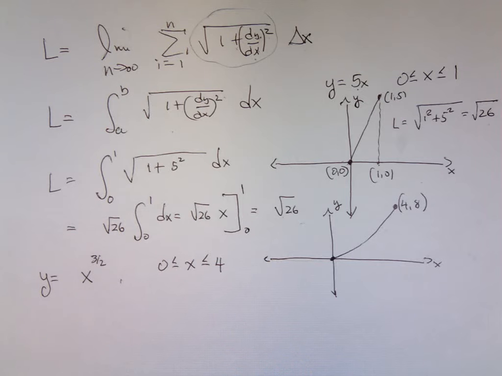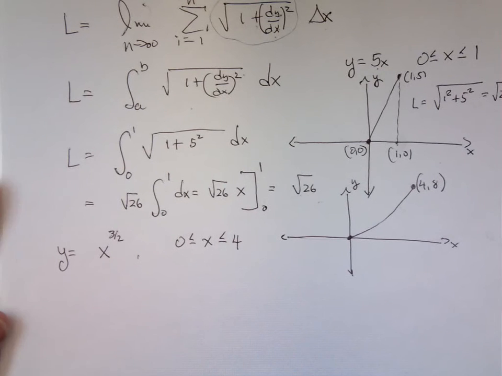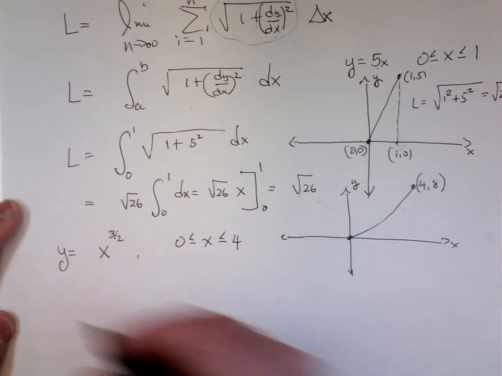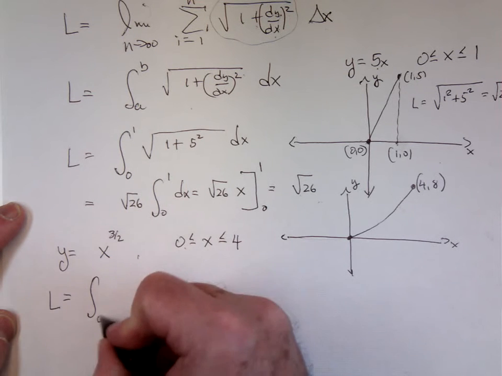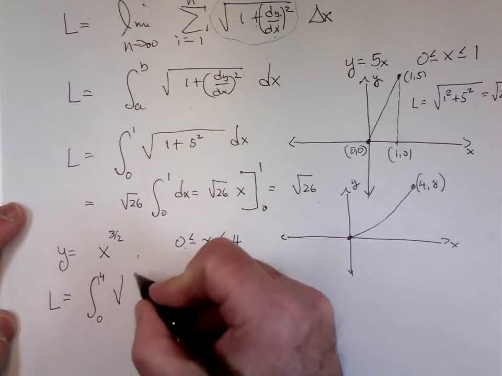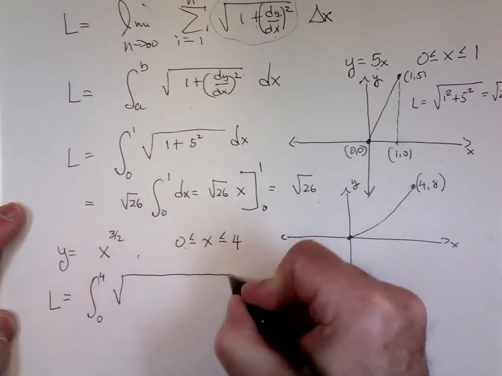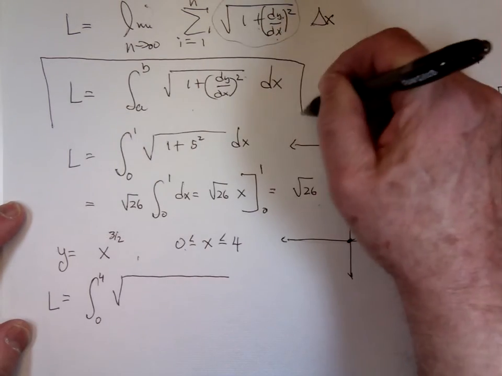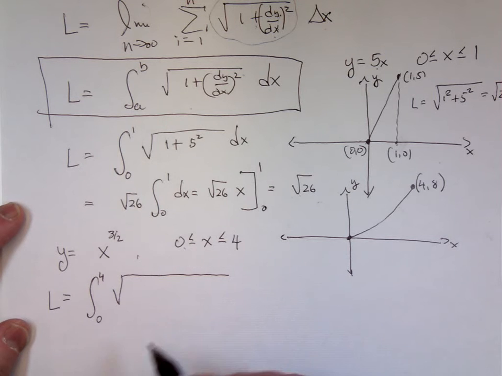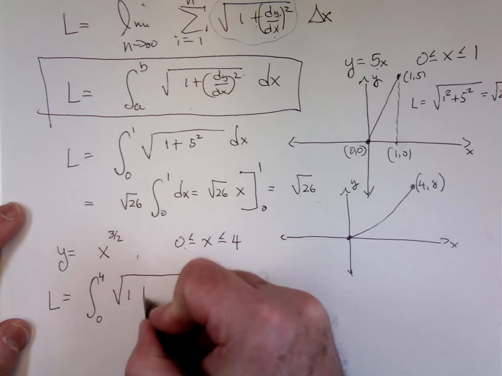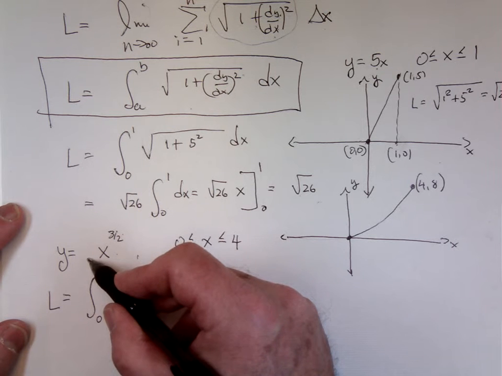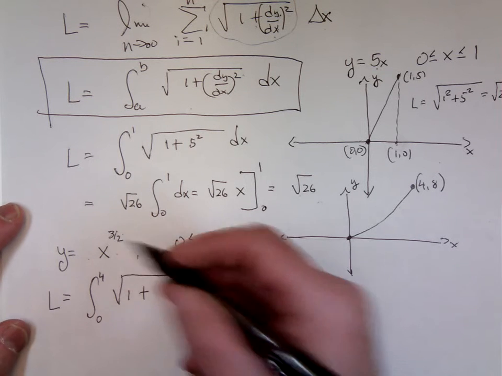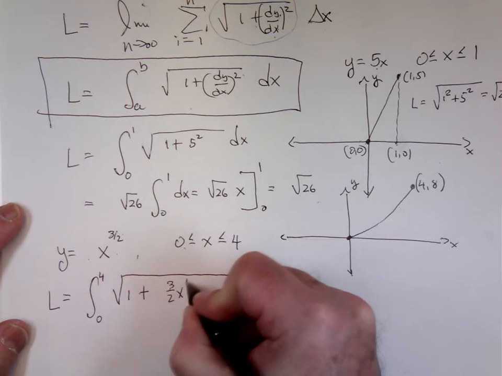So here we go. The length is equal to the integral, 0 to 4, square root of... This right here is what you have to know. Square root of 1 plus the derivative. Now the derivative is 3/2 x to the 1/2, squared, dx.